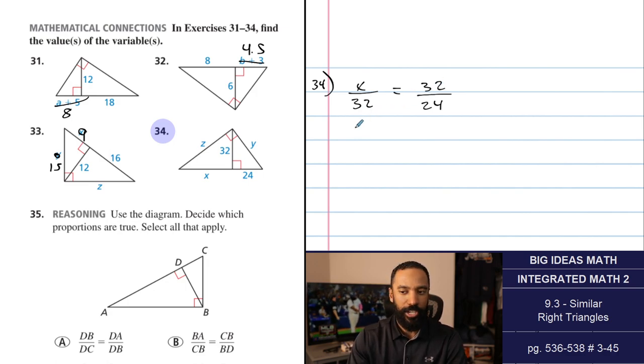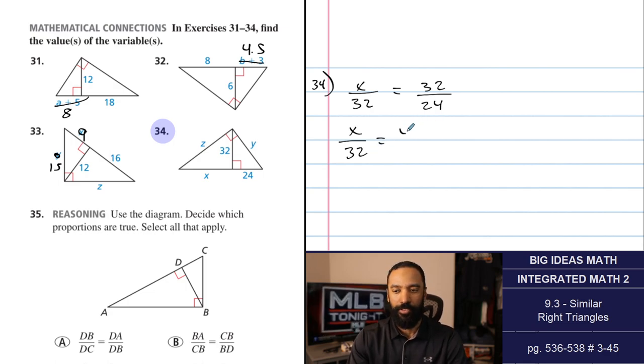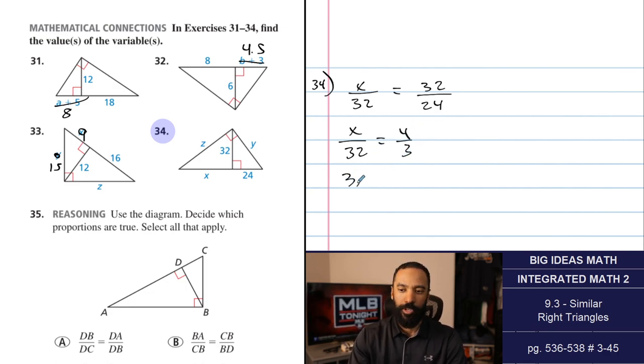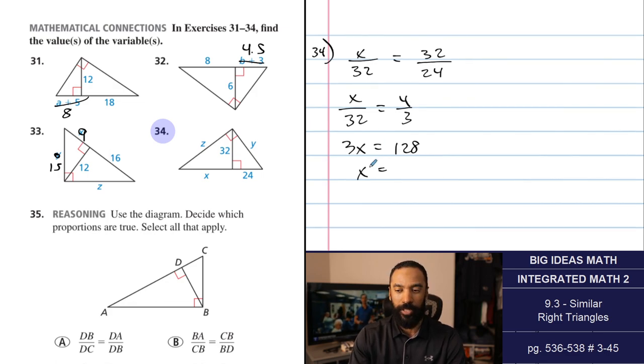Well, let's reduce the fraction first. This is where I can actually benefit from setting up a proportion to begin with. So that's 4/3. Now I cross multiply and I get 3x equals 128. And divide both sides by 3 and I get x equals, not a clean number.